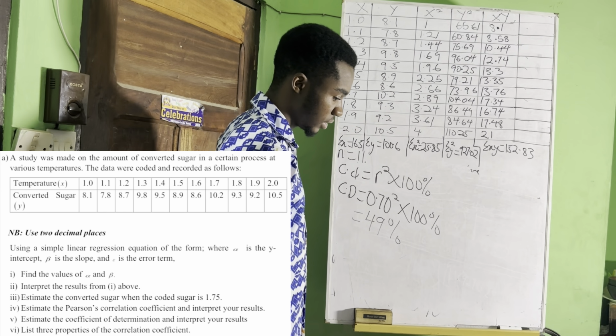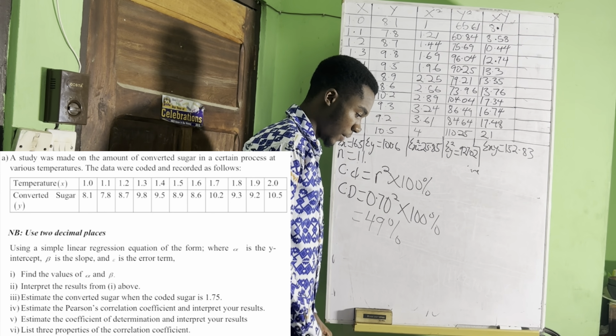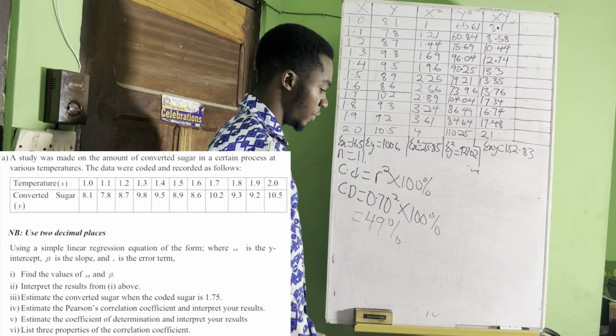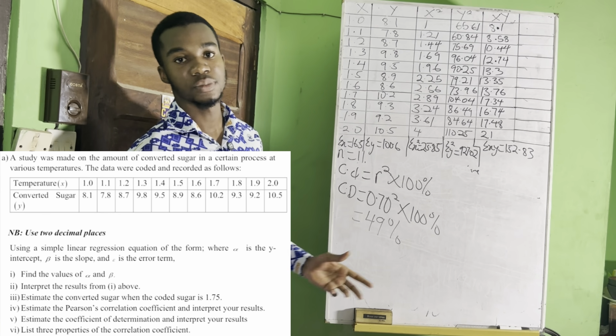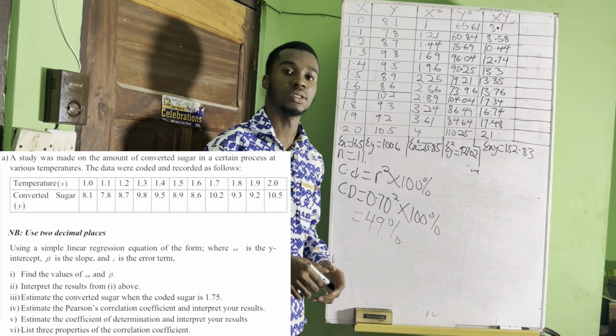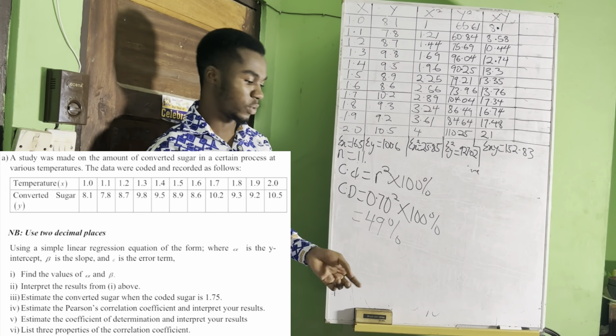Then the VIN I says we should list 3 properties of the correlation coefficient. Okay, so this one, the first one you can talk about is that it ranges from -1 to +1. You get it? So that's one property of it.